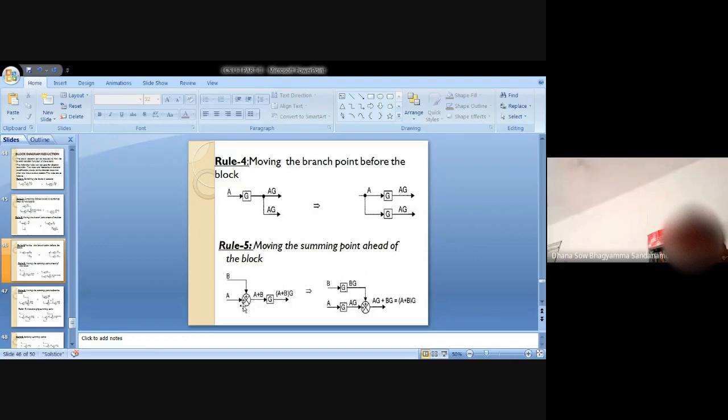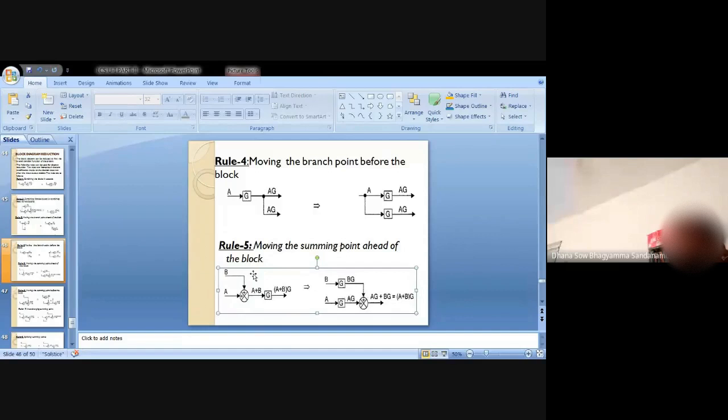This is a summing point, and this is a block. I want to move this summing point after this block. Initially, let us see, there is a signal A coming toward the summing point, and signal B is also coming toward the summing point. Both will be added up, A plus B. A plus B is given as input to this transfer function G. So the transfer function times A plus B is my final output. Initial inputs are A and B. Final output is AG plus BG.